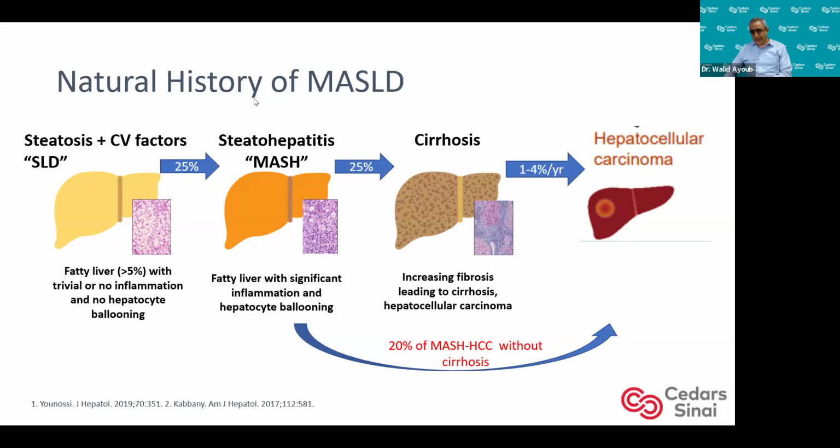And once they hit this stage, they move into a different category. They are at a higher risk of progressing to cirrhosis at a faster rate, and they are also at risk to develop liver cancer with time.